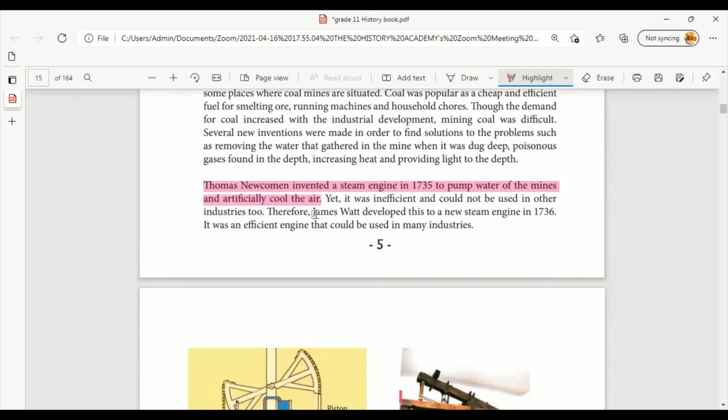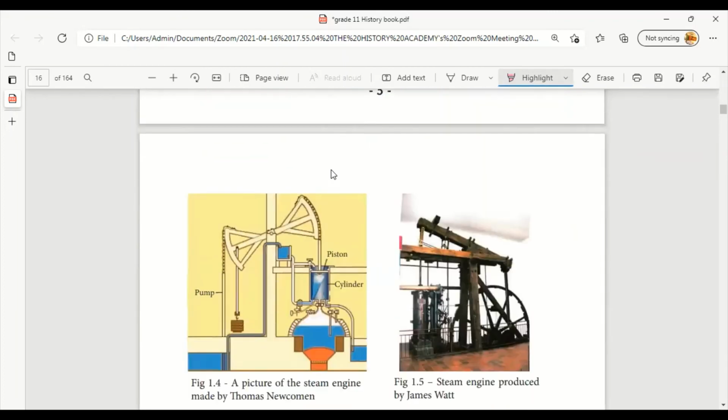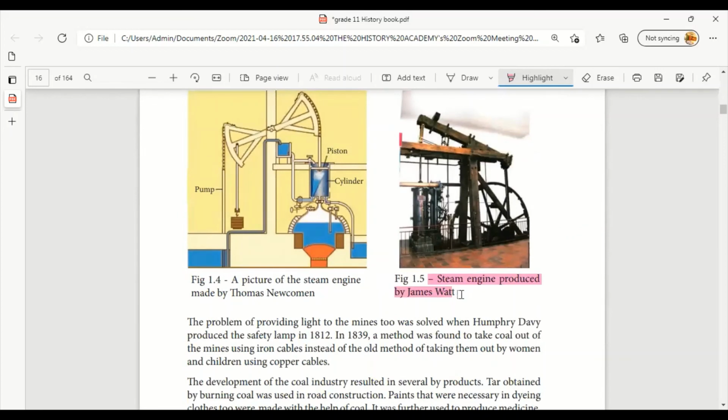Therefore, James Watt developed a new steam engine that could be used in many industries, right? So this is the steam engine produced by James Watt, which can be used in many industries. This is a picture of the steam engine by Thomas Newcomen.